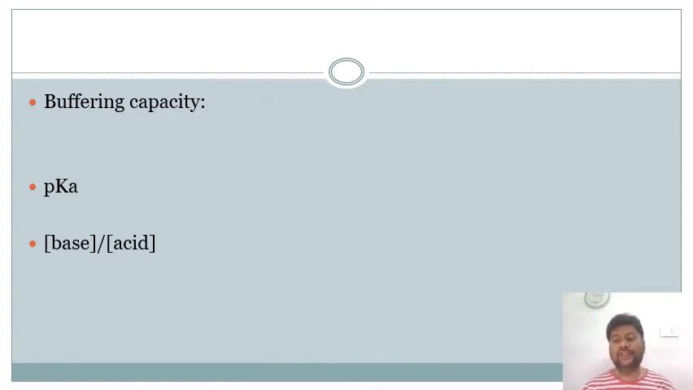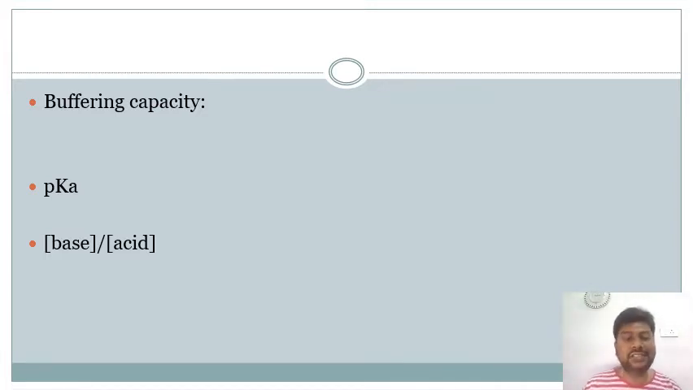For example, if a buffer should act well in the extracellular pH, what is the normal extracellular pH? It is somewhere around 7.4. So if the pKa of the buffer is between 6.4 to 8.4, then it can act as an effective buffer. If the pKa value is plus or minus 1 of the pH of the medium where it should work, then it will act as an effective buffer.